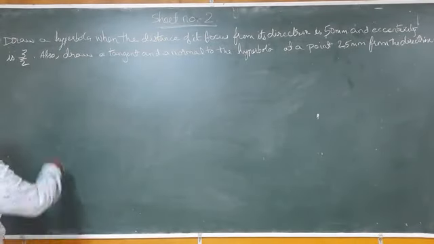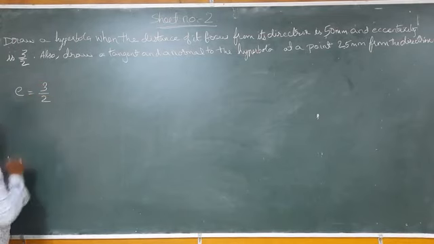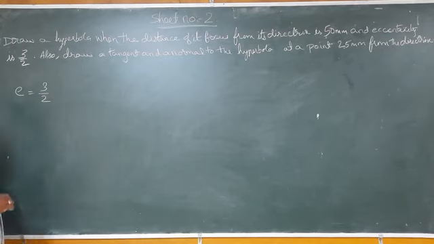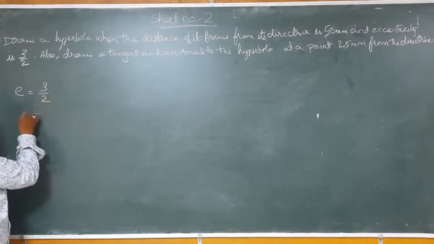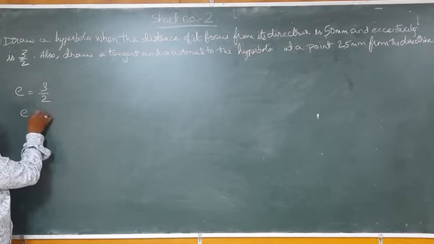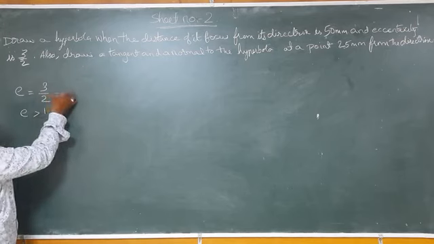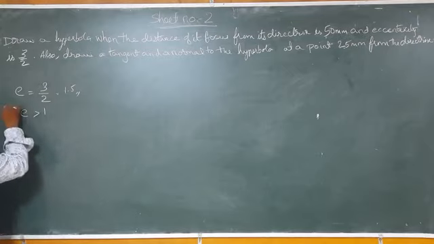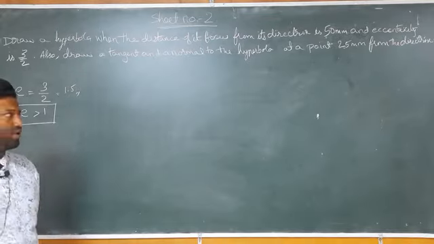So, in this hyperbola we know that e is equal to 3 by 2. We know that whenever the value of e is greater than 1, we get a hyperbola. As it is given in the question that the eccentricity is 3 by 2, we get e greater than 1, because when we divide 3 by 2, we get 1.5. Hence, the eccentricity e is greater than 1, and hence we can construct a hyperbola.